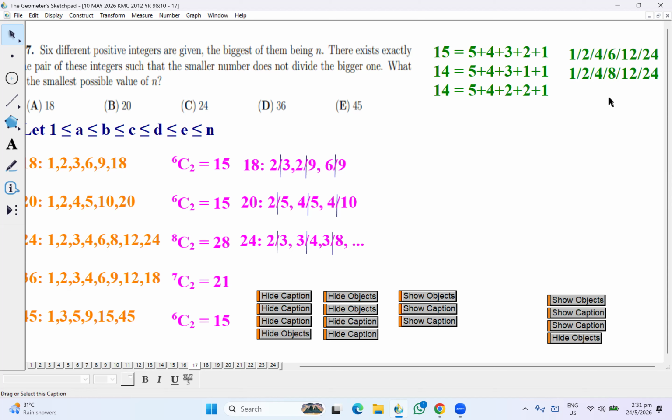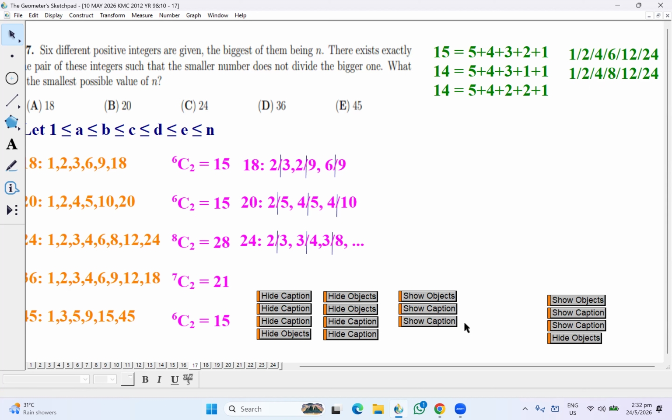But if we look at the set 1, 2, 4, 8, 12, 24: 1 gives 5 pairs. Then 2 divides 4, 8, 12, 24: 4 pairs. 4 can divide 8, 12 and 24: 3 pairs. But 8 cannot divide 12, 8 can only divide 24, so one pair only. Then 12 divides 24: 1 pair. So these two are the answers.